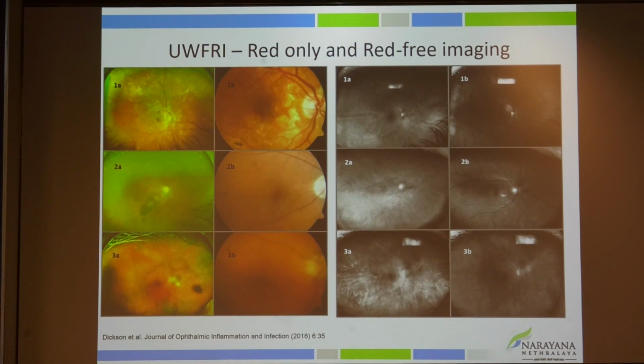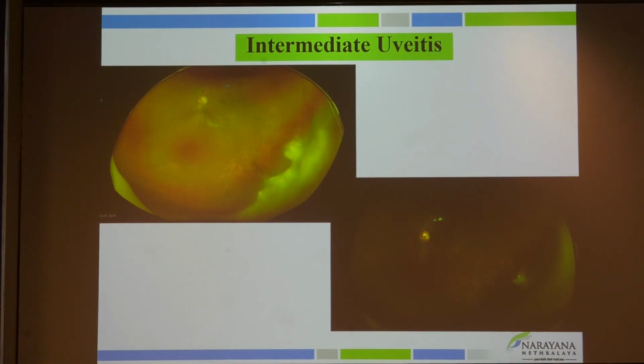In ultra-widefield imaging, we have red-only or red-free imaging. These imaging techniques are used to quantify the amount of vitreous inflammation in uveitic cases. Here is a case of a 12-year-old child who had intermediate uveitis. On evaluation, the patient had increased proteinuria and was diagnosed with SLE.